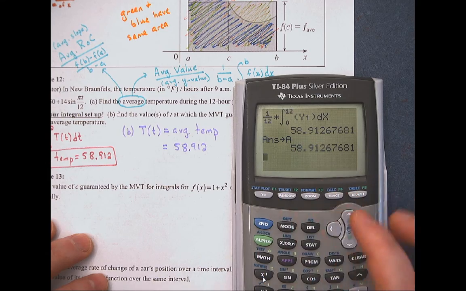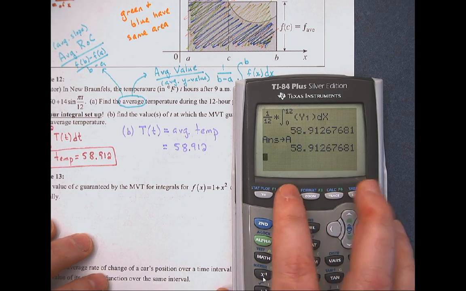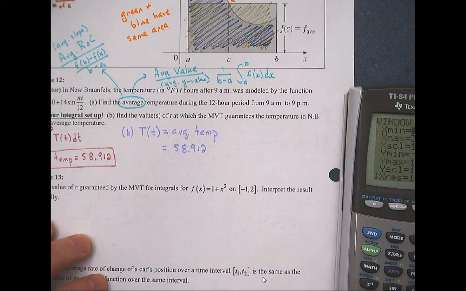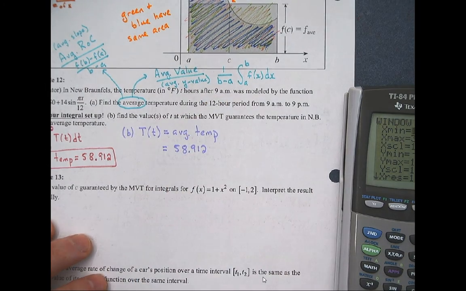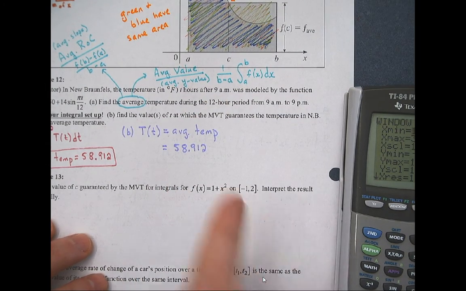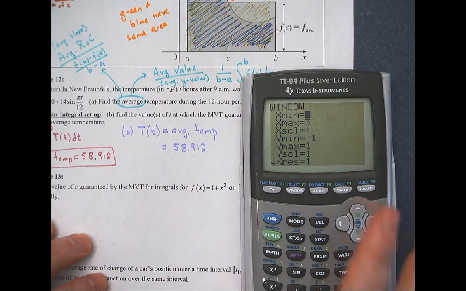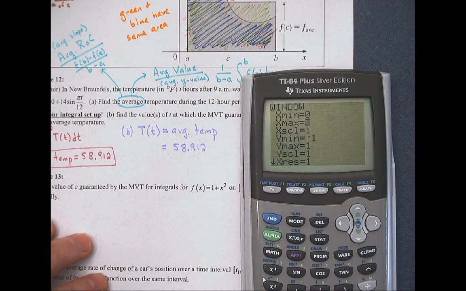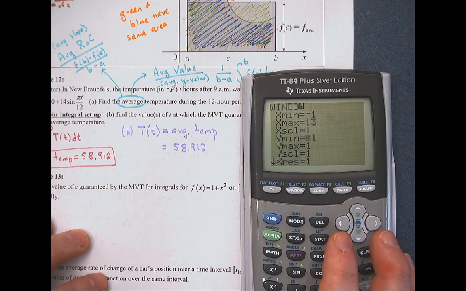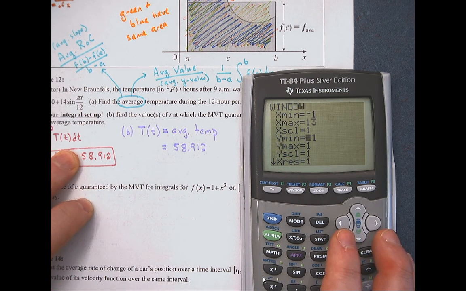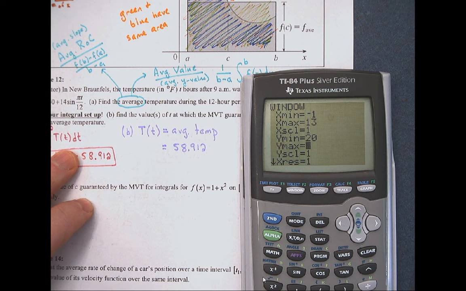I don't know where. So what would be a good window? What would be a domain that makes sense? 9 a.m. is the equivalent of 0 hour. 9 p.m. is the equivalent of 12 hour. I always like to give myself a little bit more room, so I'm going to go from -1 to 13. If my average is 58, how cold do you think it gets? Let's say 20. We'll see how it goes. 20 until, let's say 70. Let's see how that looks. I'm going to count by tens just because I'm not sure.